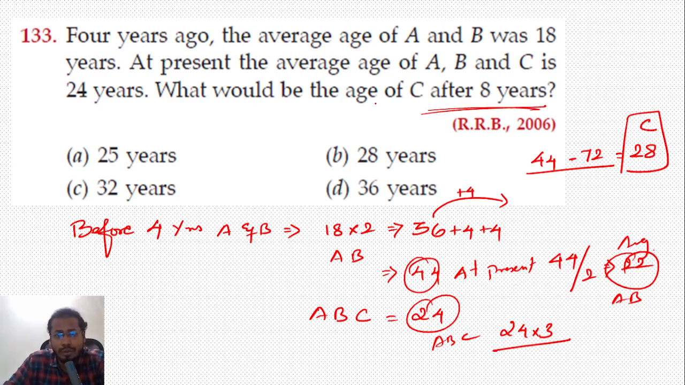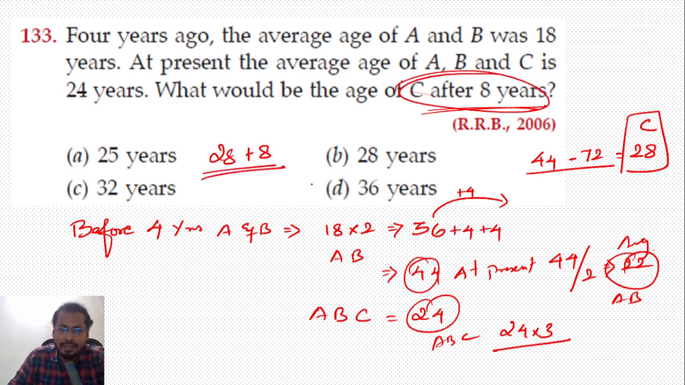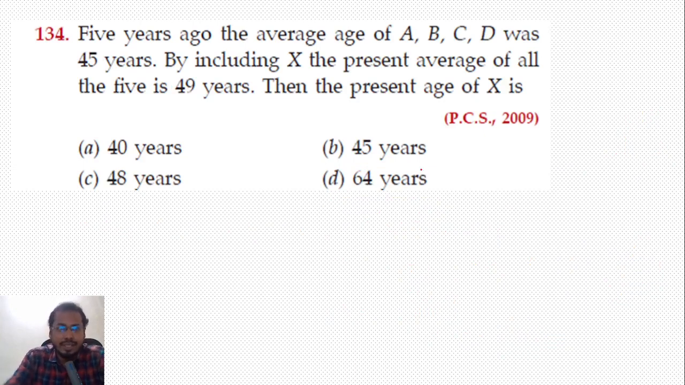But the question is, what would be the age of C after 8 years? So 28 plus 8, 36. 36 years is the right answer. Clear? Next question. 5 years ago, the average age of A, B, C, D was 45 years.